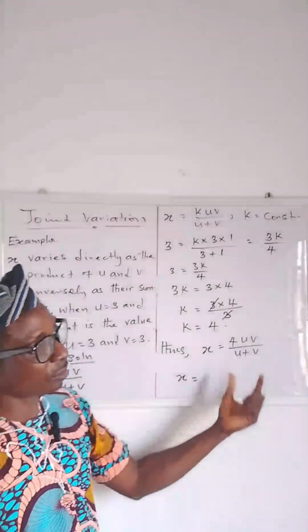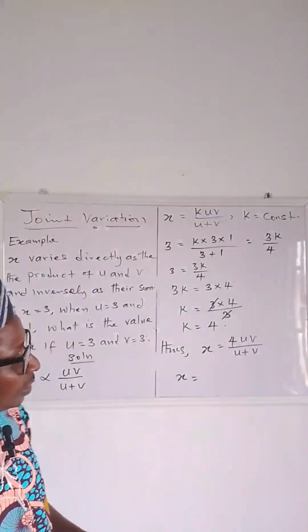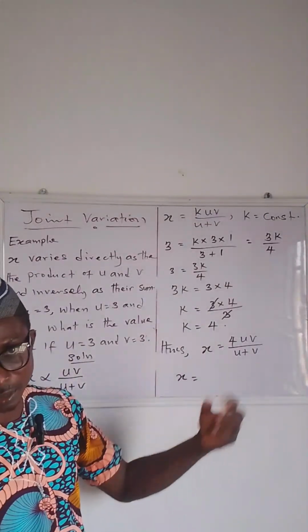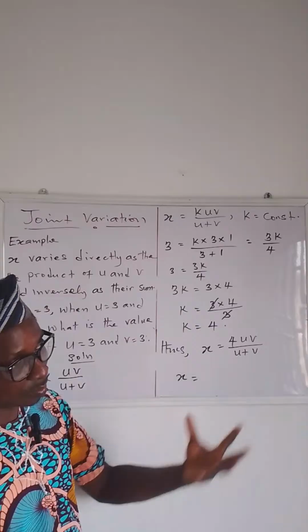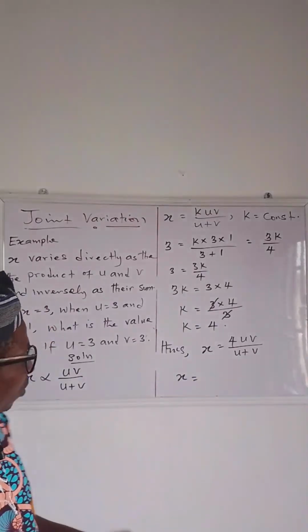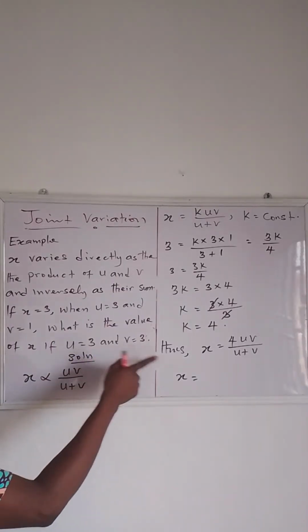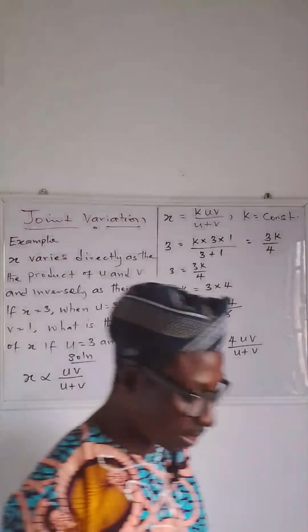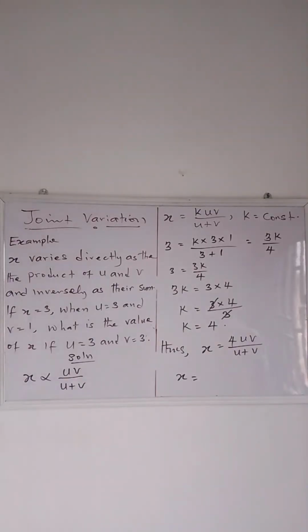Okay, now let's do it. So I want us to participate. Let's see what you are going to have as your answer. And immediately after this, I'm going to give you what to do now. What's going to be the answer when you plug in the values of U and V? Now, can you tell me? Drop your answer in the comment section. Let's see, what do we have?